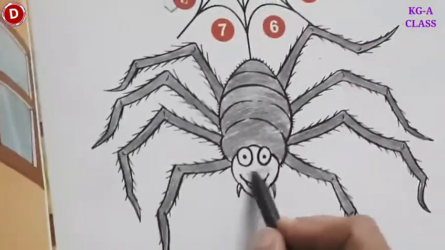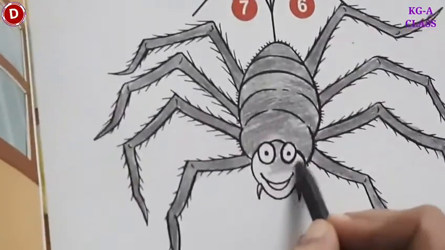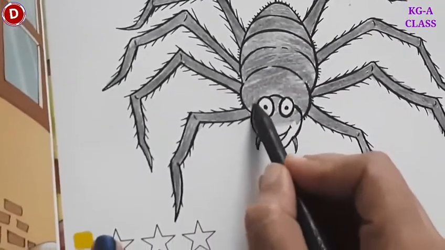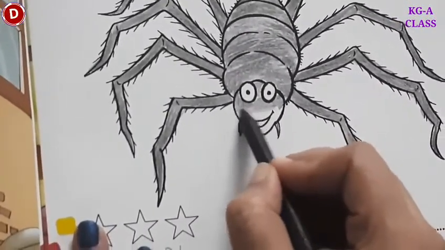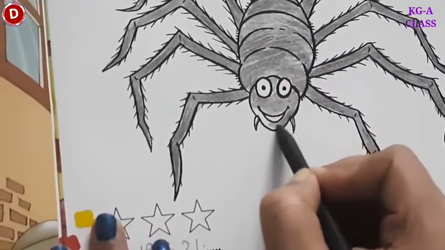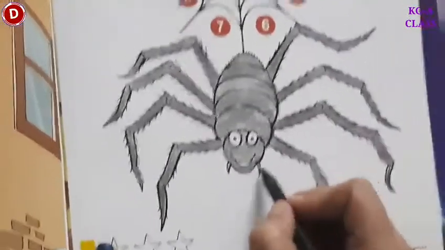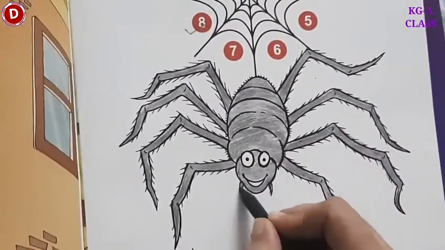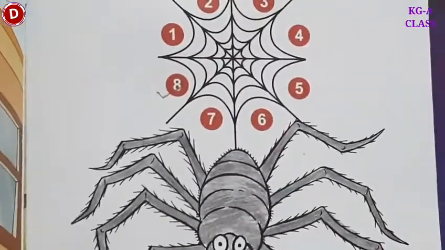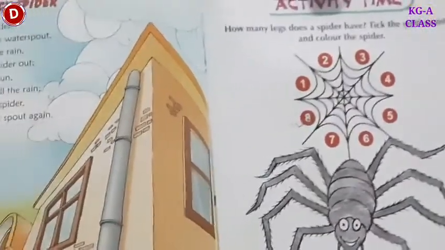And now the face of the spider. So color it properly, carefully also, like this. And the fangs of the spider. So in this way children, you have to do this activity. I hope you will enjoy it. So finish this activity, take its picture and send it to me.